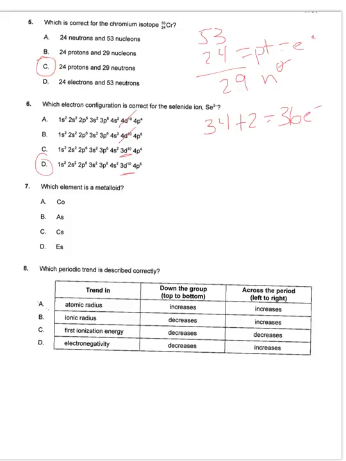Number 7, which element is a metalloid? This is just looking at the periodic table and seeing which one is along the line. And the only one that is B, arsenic.